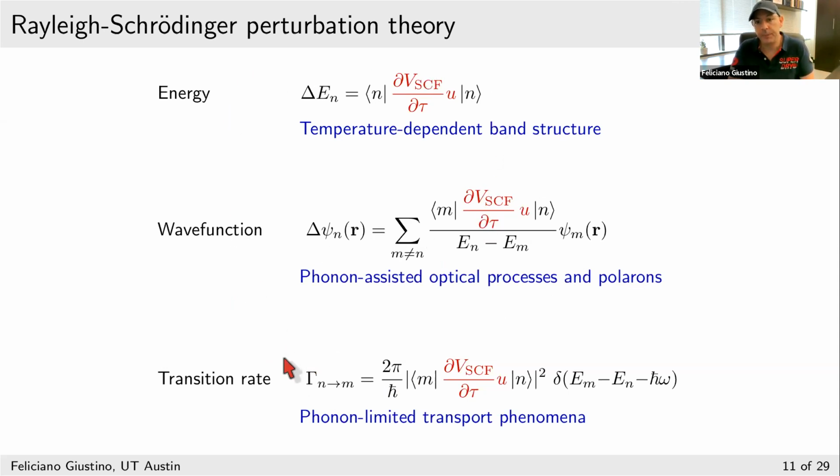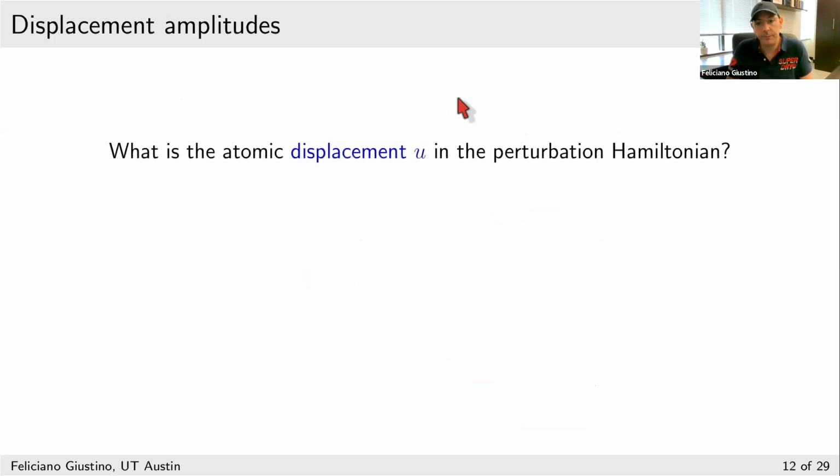But before getting there, let me comment a little bit on this displacement here, okay? If you look at this expression, you realize that the change in energy will be proportional to this displacement. So if I choose a large displacement, I can get a very large change in energy, for example, in the band structures, and similar in the other quantities here. So it is important not to make an arbitrary choice for the atomic displacement. So how do we decide that?